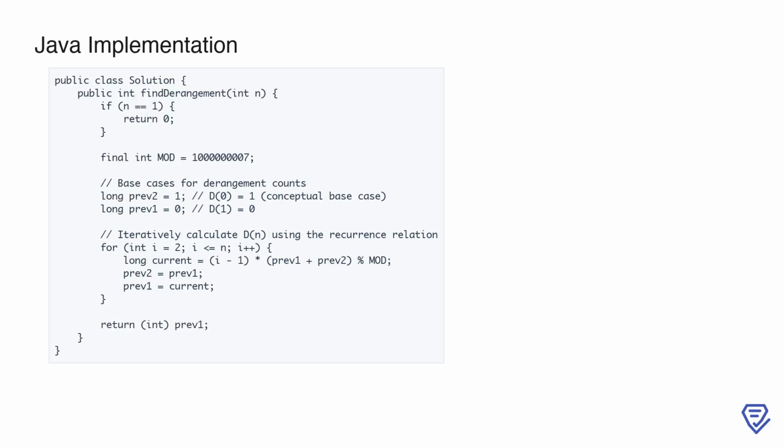This is the Java implementation of the Find the Derangement of an Array problem from LeetCode. It mirrors the Python logic using a dynamic programming approach to calculate derangements efficiently. Key differences include explicit type declarations for variables, use of the long type to handle potential overflow during intermediate calculations, and casting the result back to int for the return value. The modulo operation ensures results fit within the constraints, and the iterative approach maintains memory efficiency.